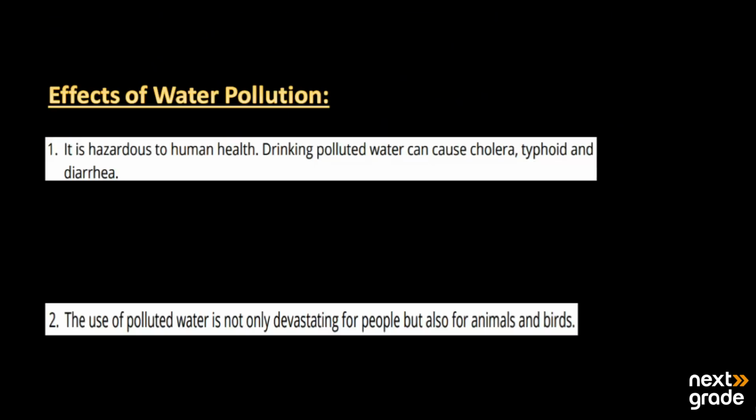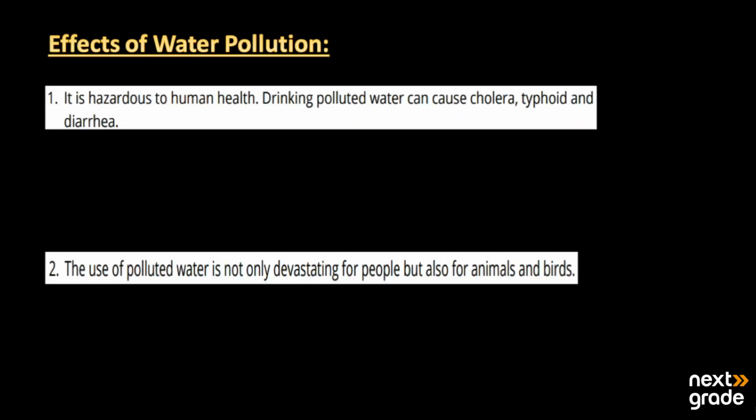So the first effect of water pollution is that it is hazardous to human health. Why is it hazardous to human health? Because when we drink polluted water, it can cause different types of infectious diseases. The first one is cholera, then we have typhoid and diarrhea. All these diseases are related to the stomach.